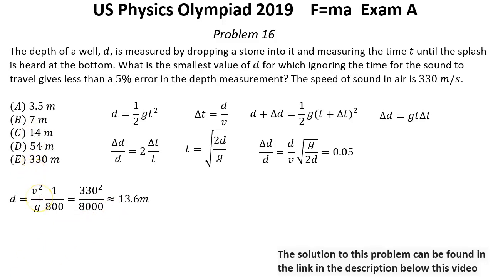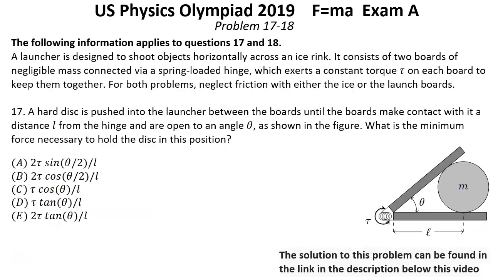But the intention of the problem was to find a distance d such that the error due to sound propagation may be neglected, and the word smallest should have been removed. Due to this confusion, and to give students credit for selecting A equals 3.5 meters, which is the smallest depth that satisfies the problem, both answer choices A and C are given full credit. That was a solution for problem number 16, where the correct answers are C and A.